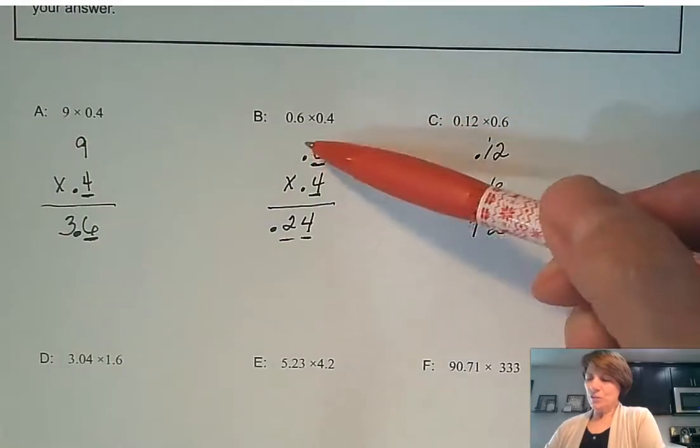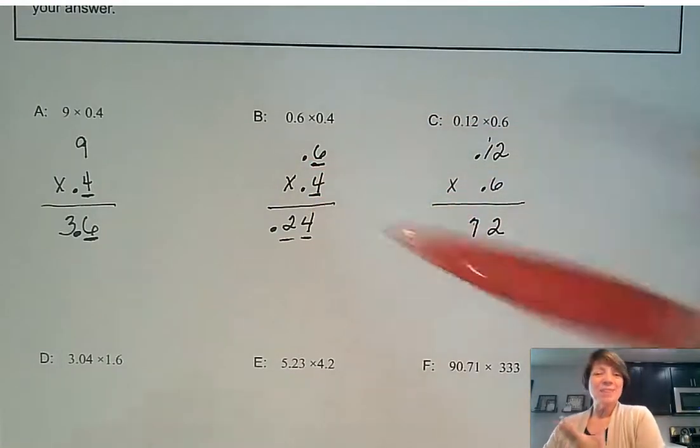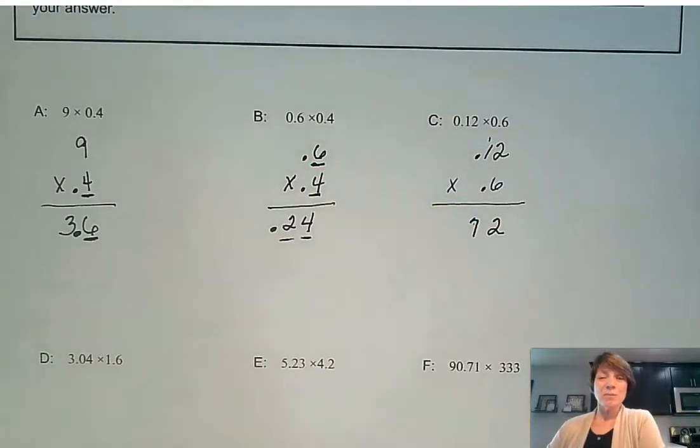Now I want you to notice over here that the decimal points did line up. That was just incidental. I didn't do that on purpose. It's just that they were both 6/10 and 4/10. They were both the same place value, and so that's why the decimal points lined up.